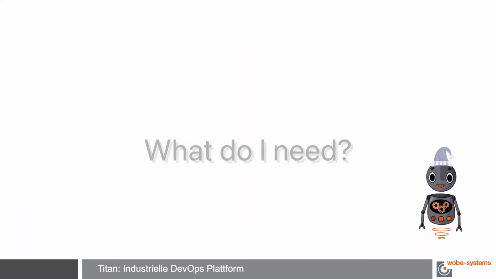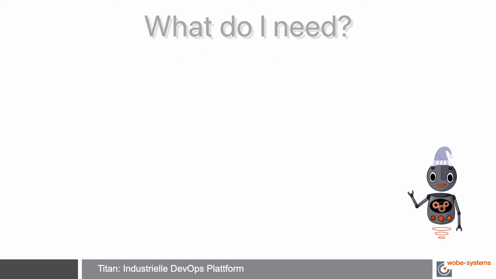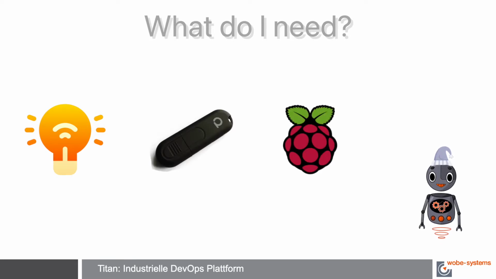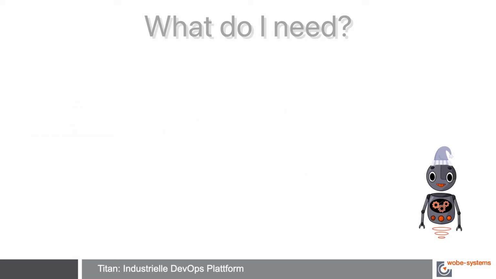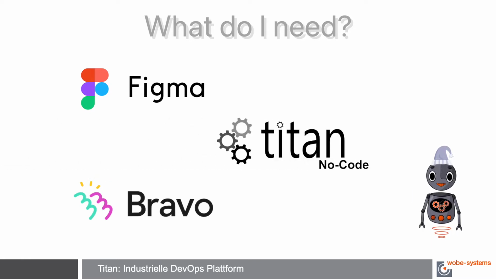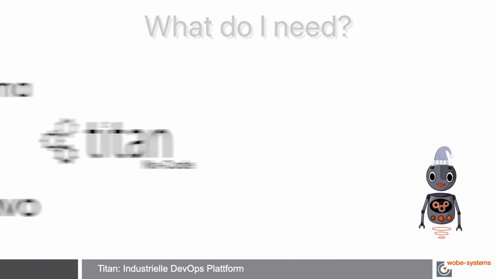So the first question I would ask myself is, what do I need? Hardware-wise, I need a smart lamp, a Raspberry 2 gateway, and a Raspberry Pi. You can find more information on that in the description box. Software-wise, I would need Figma, Bravo, and Titan. That's it. So, how would such a system look like at the end?